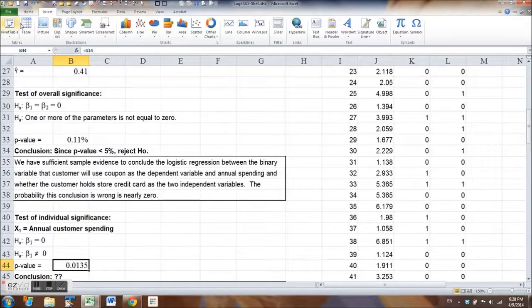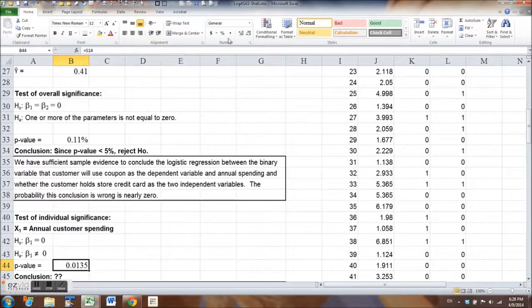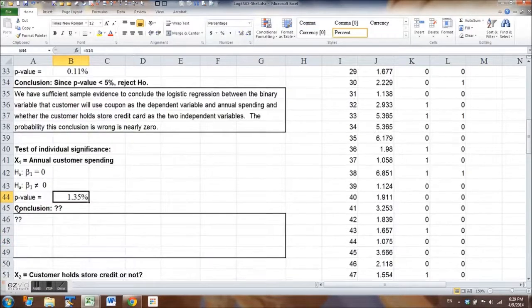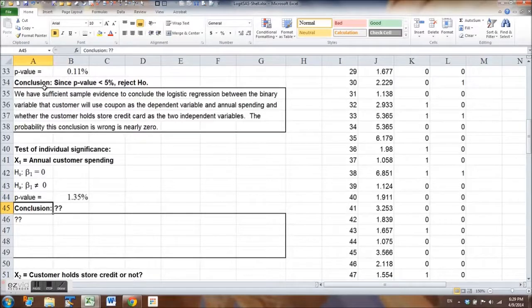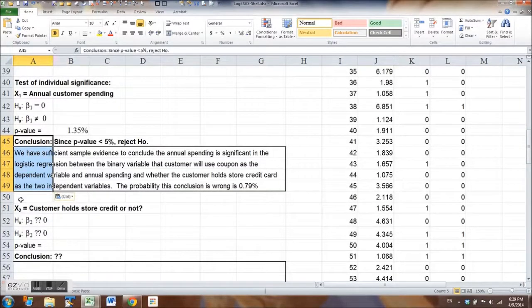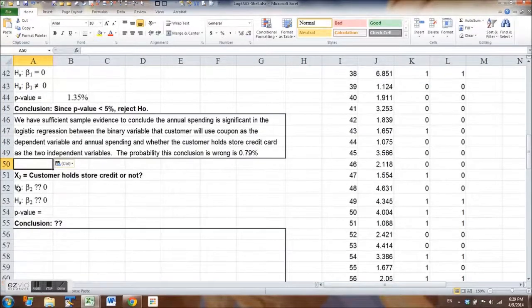And since this is less than 5%, we can reject the null hypothesis. That means this variable is a significant variable. So we have sufficient evidence to conclude that the annual spending is a significant variable in the logistic regression.